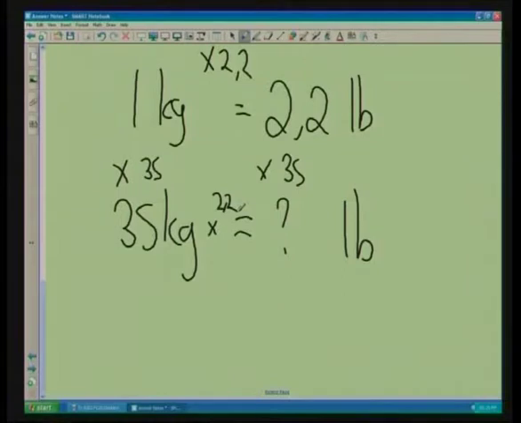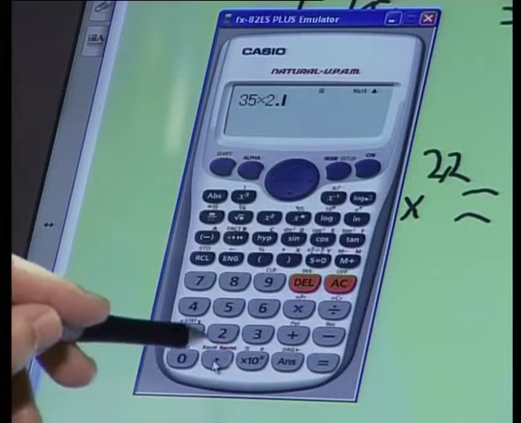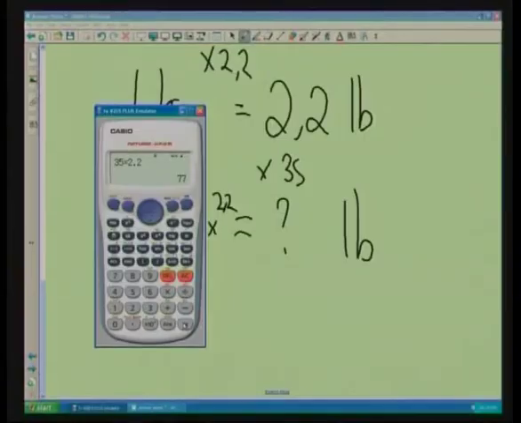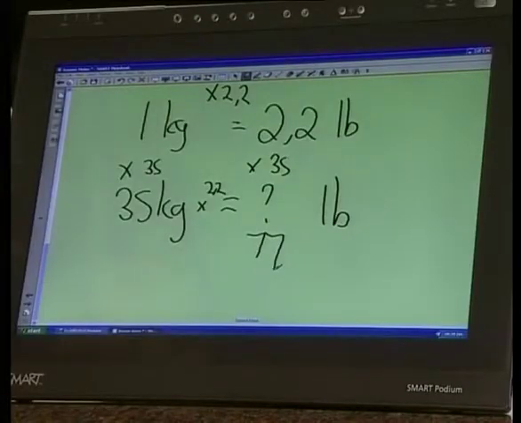All right, let's quickly have a look at that answer. We're going to say that's 35, times your one, which was 2.2. We're going to multiply that quickly. That gives us 77. So to answer the question, to convert the kilograms into pounds, 35 kilograms would actually be 77 pounds. Are you happy with that, Pendile? Yes. All right, does that help you a little bit with conversions? Yes. It helped me a lot.